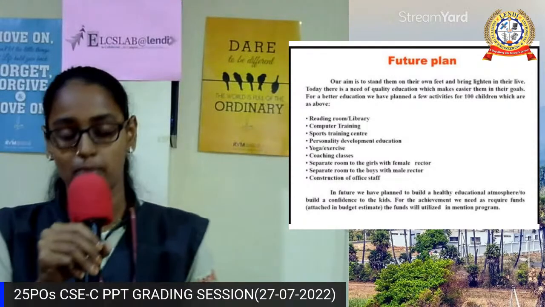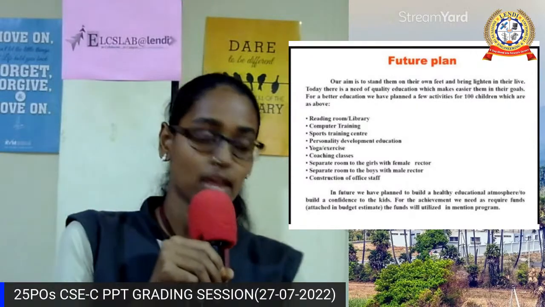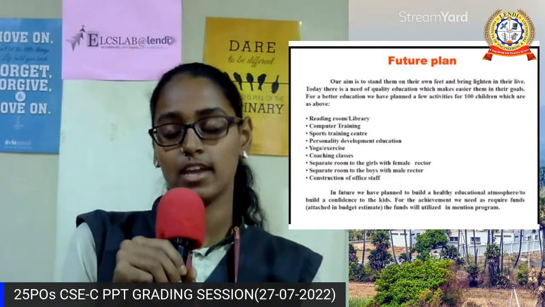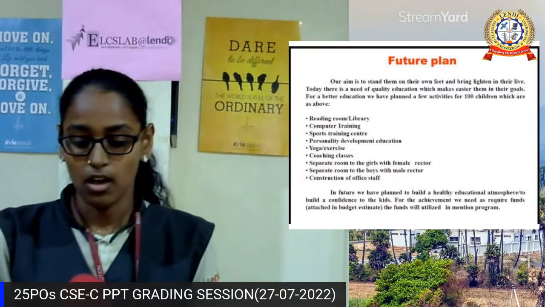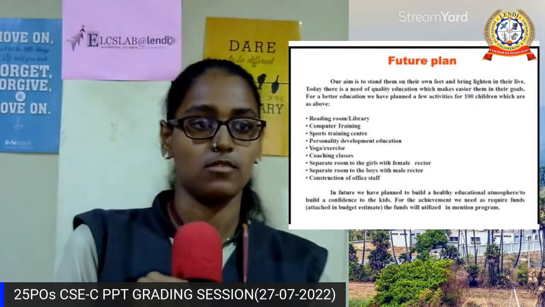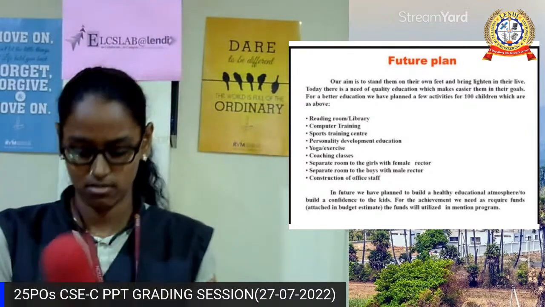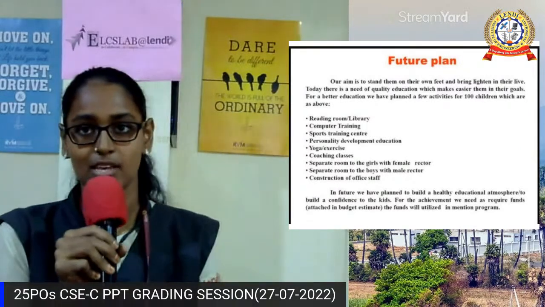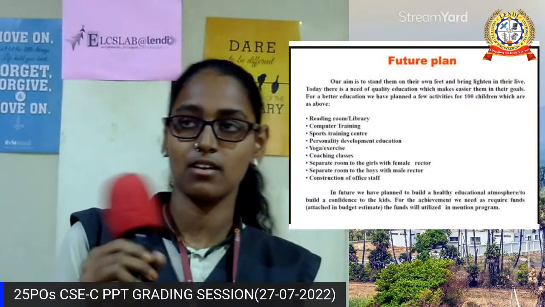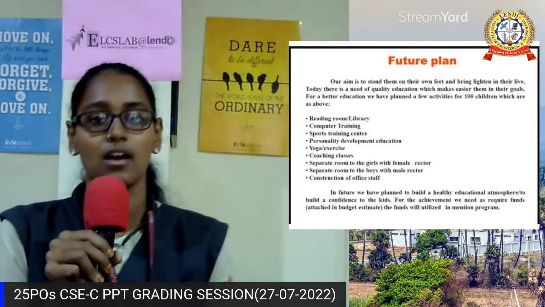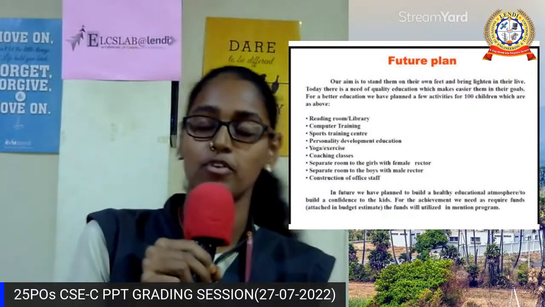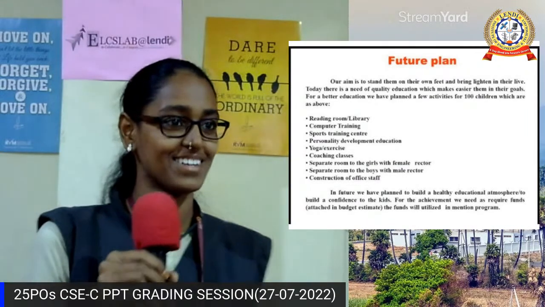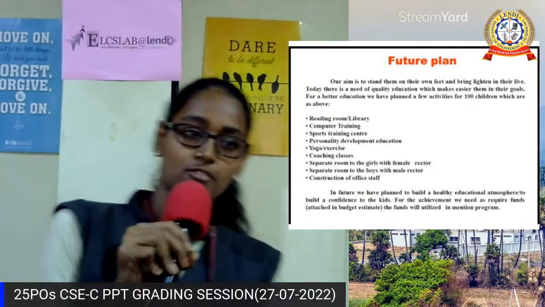What is the future plan? Our aim is that they can create our future. For example, reading rooms, library. We are implementing computer training. These are the part of the classrooms.